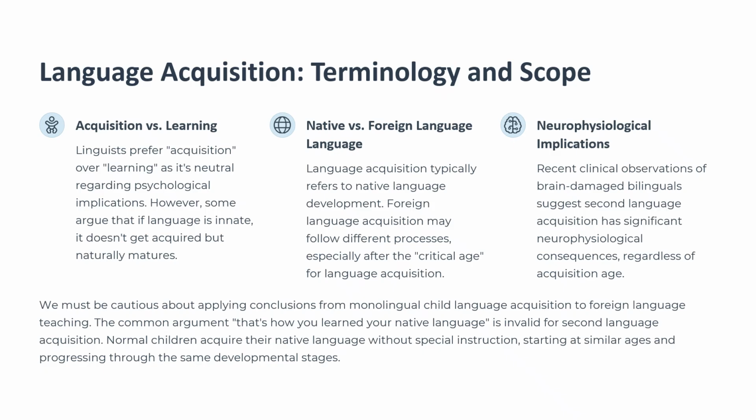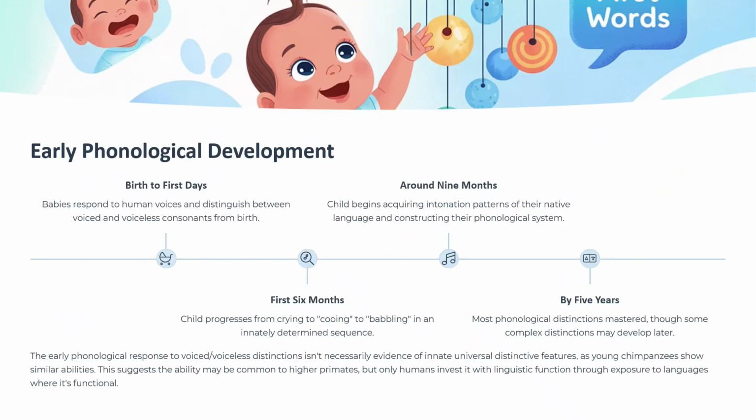Neurophysiological implications. Recent clinical observations of brain damaged bilinguals suggest second language acquisition has significant neurophysiological consequences, regardless of the acquisition age. Early phonological development. Birth to first days: babies respond to human voices and distinguish between voiced and voiceless consonants from birth. Around 9 months, the child begins acquiring intonation patterns of their native language and constructing their phonological system.